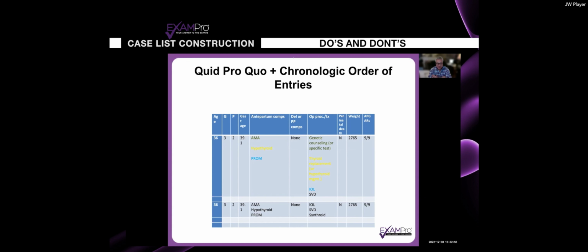Now, if you look at the next case, it's the same patient, AMA, hypothyroid, and PROM. Okay, so it's still only one diagnosis per line, which is great, but they're bunched together. Again, it's still easy enough to read. But what's the problem here? Well, first of all, I haven't addressed the AMA, so my quid pro quo is out the window. I have induction of labor and the vaginal delivery and then it's almost an afterthought that I listed Synthroid. So I really don't like the way this case is listed.